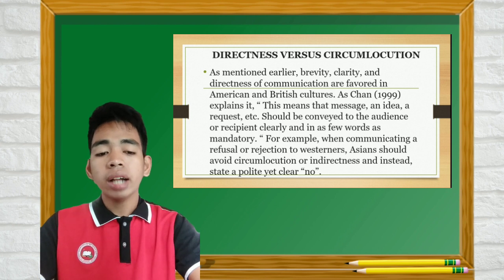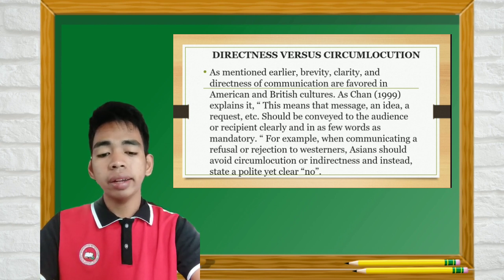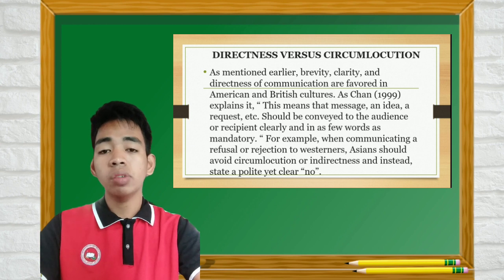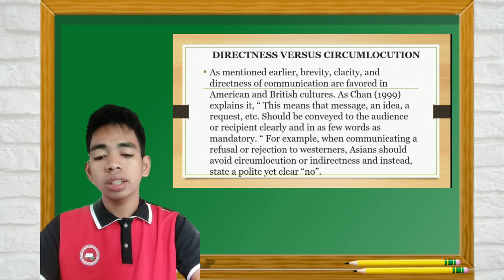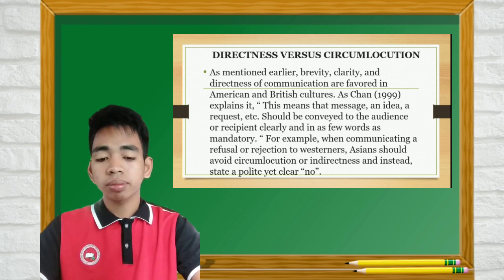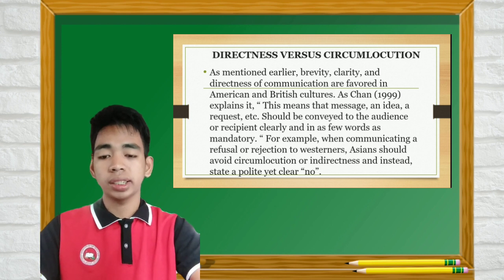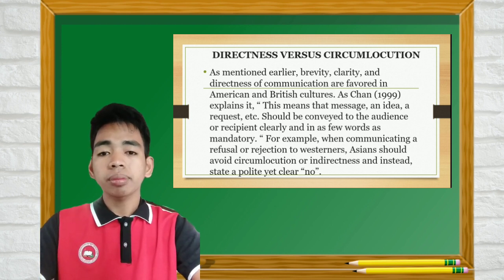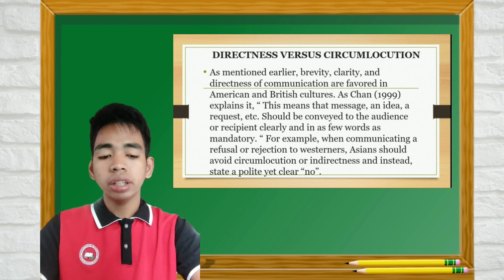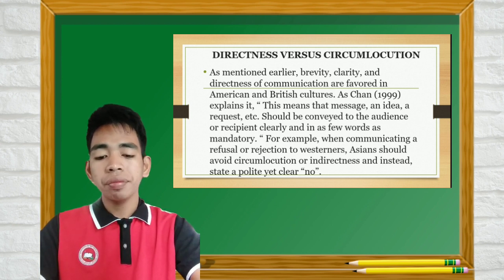A mode of speaking characterized by difficulty or inability in finding the right word to identify or explain an object that has been perceived and recognized. It involves the use of a variety of words or phrases that indirectly communicate the individual's meaning. Circumlocution is the use of many words to express an idea that could be expressed in a few words. As mentioned earlier, brevity, clarity, and directness of communication are favored in American and British culture.